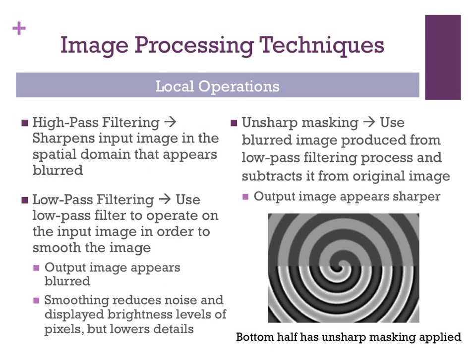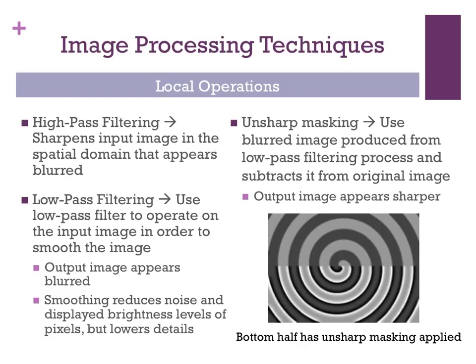Also in local operations, there is high-pass filtering. High-pass filtering sharpens the input image in the spatial domain that appears blurred. Then there's low-pass filtering. The low-pass filter is used to operate on the input image in order to smooth the image. The output image appears blurred, and the smoothing reduces noise and displayed brightness levels of pixels, but it does lower the detail.